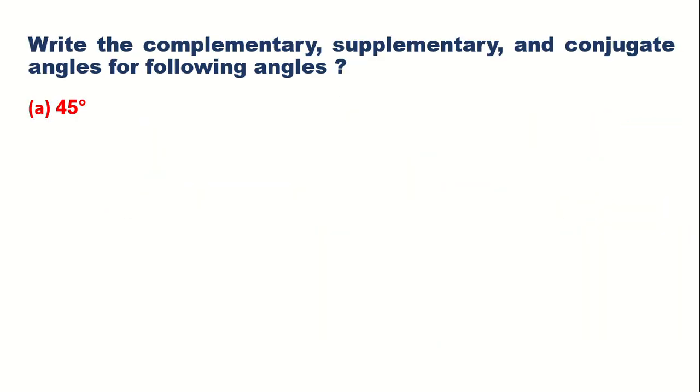Now let's discuss few problems on these different types of angles we have. So the question here is: write the complementary, supplementary and conjugate angles for the following angles. So the first question here is A is given as 45 degrees.